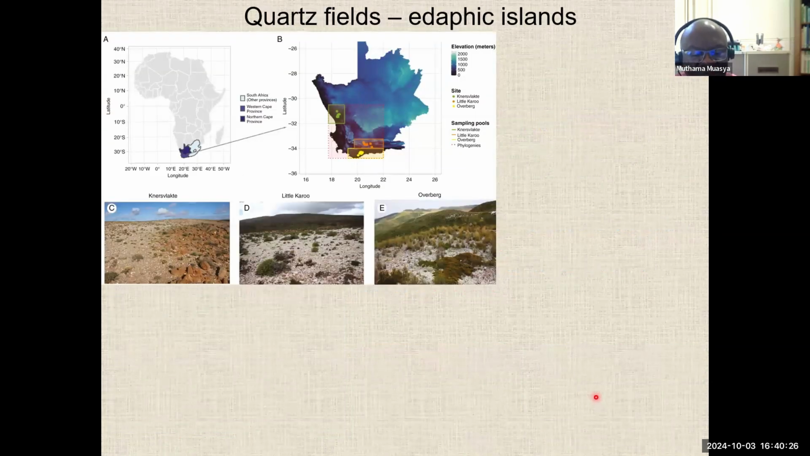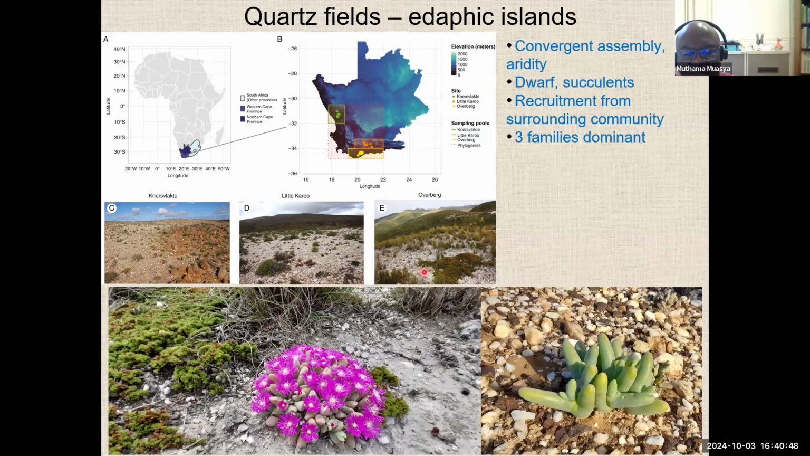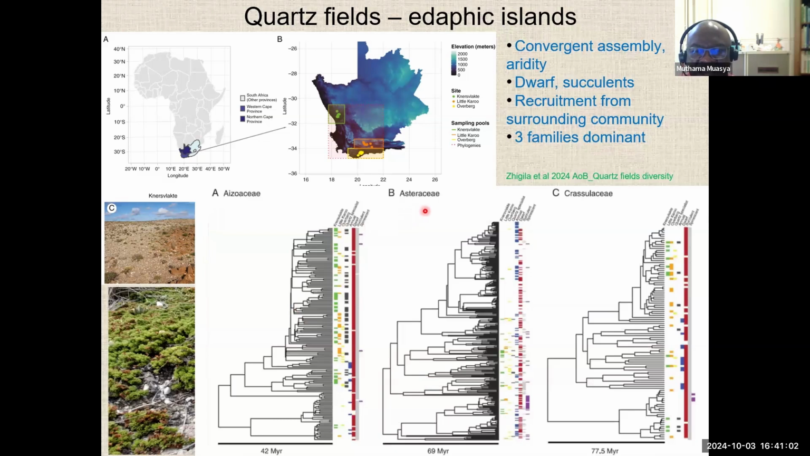But working within the succulent Karoo has also shown some amazing habitats, the quartz fields, which look like landscapes of the moon, fairly arid, but repeated in the succulent Karoo in Namaqualand, repeated in the Little Karoo, repeated in the Overberg, where you have convergence to a similar ground-hugging succulent community. Using assemblages from these 3 areas and phylogenies, work led by Daniel Ziegler showed that there has been convergence and recruitment from the surrounding matrix, especially in lineages of Aizoaceae, Asteraceae, and Crassulaceae. From those surrounding communities, you have entry into, for example, the Namaqualand quartz fields multiple times in the Asteraceae, Aizoaceae, and such.